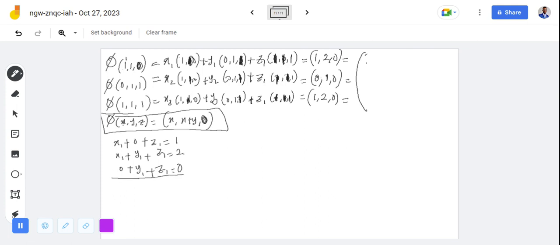You can use a calculator for this one, so it will work. When you solve for x1, y1, and z1, you will get x1 as 2, y1 as 1, and z1 as 2. If you do the same for the second row, x1 plus 0 plus z1 equals 0, you will have your answer. You get 1, 1, 1 for everything. And this last part, you get minus 1, minus 1 for everything.